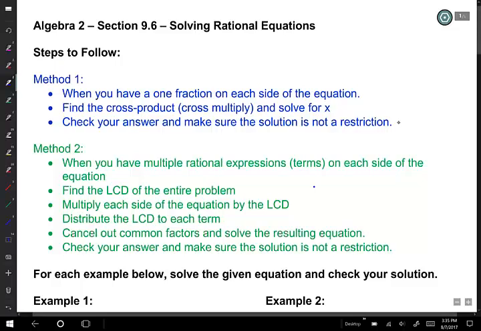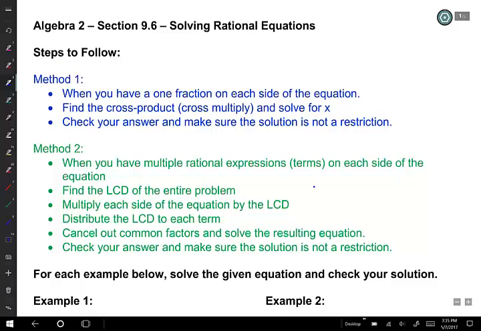And then remember, when we find our values for x, we have to check our answer and make sure that the solution is not one of the restrictions on the problem.